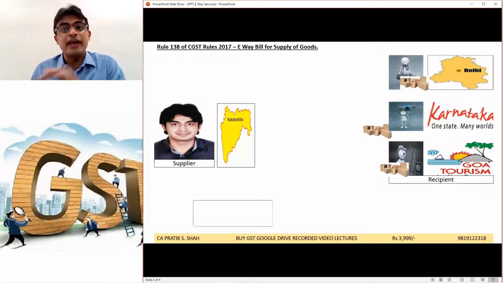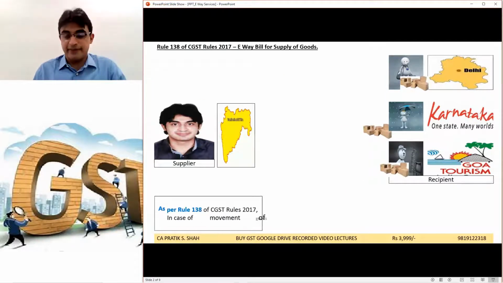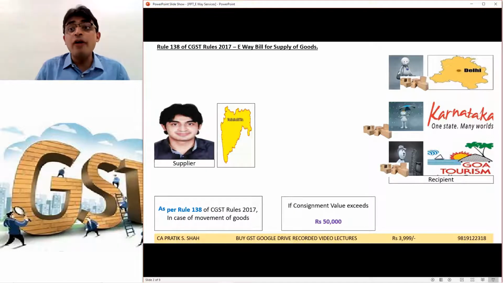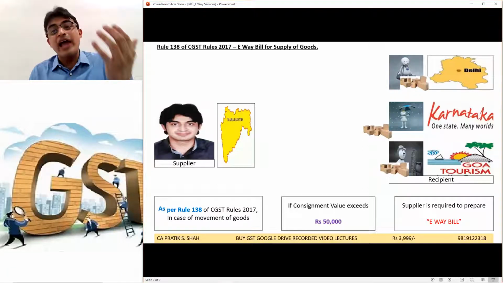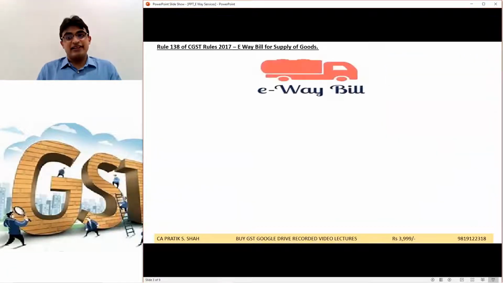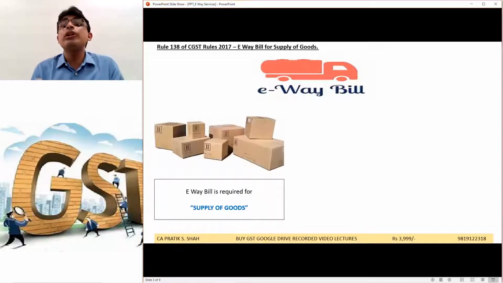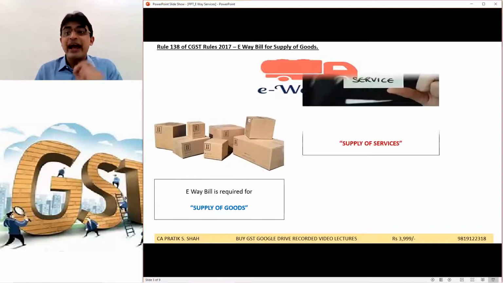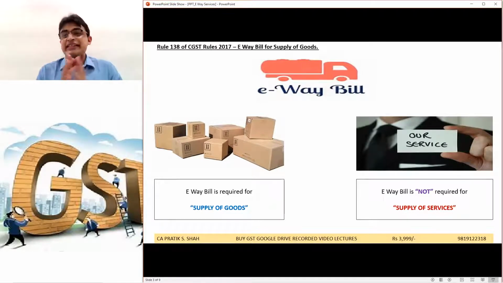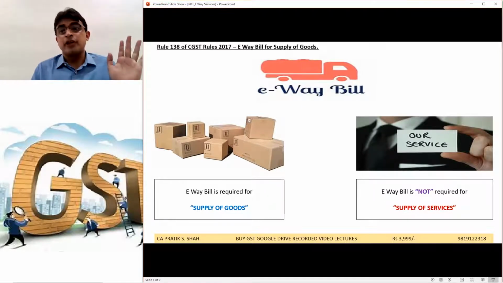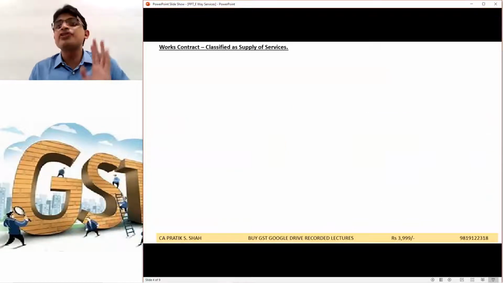Now you all are aware, as per rule 138 of the CGST rules, whenever there is a movement of goods, you need one document known as e-way bill. Okay, so please listen carefully. E-way bill rule 138 says it is required only for the movement of goods. That means for services, there is no requirement of e-way bill. This is part one.